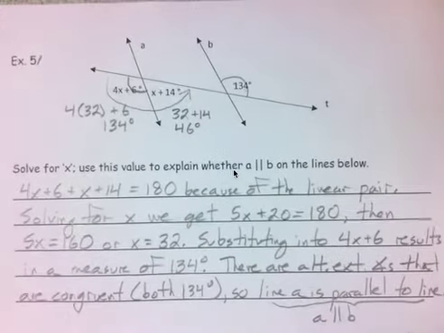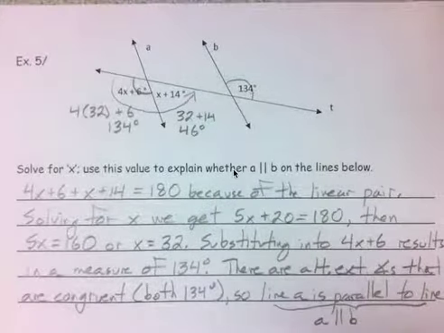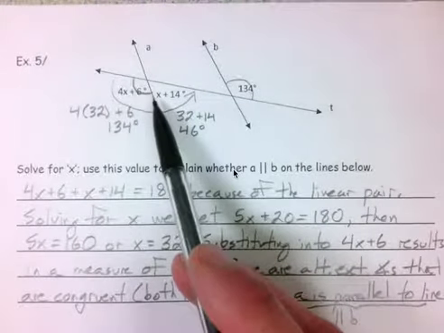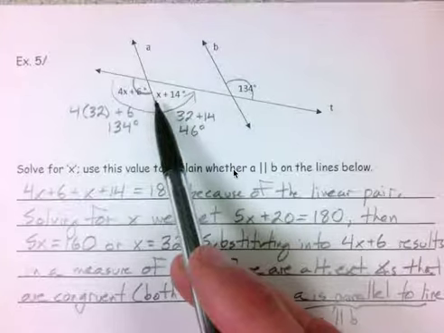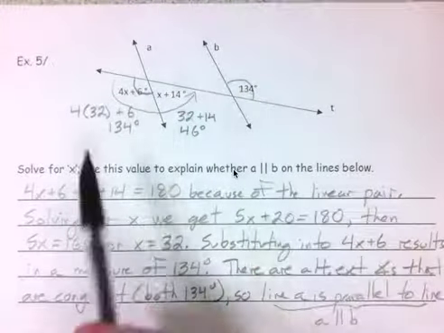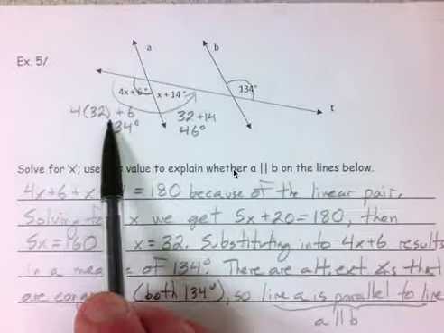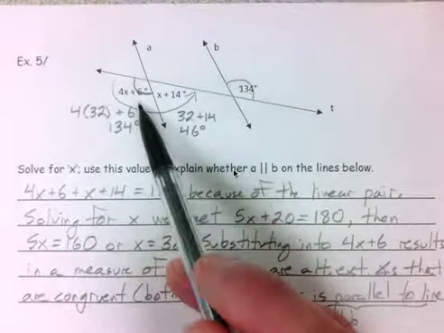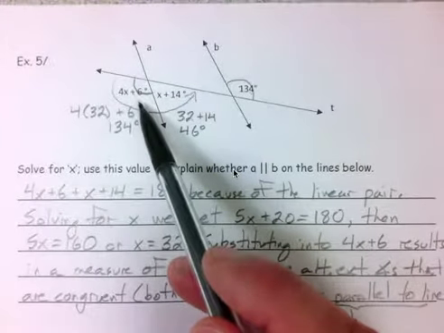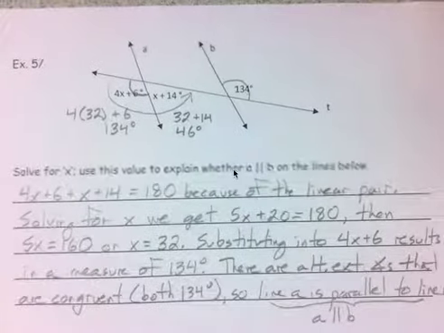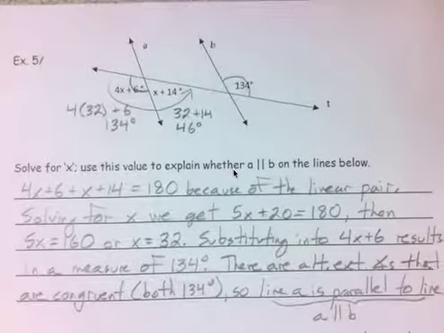So the bottom line behind a question like this: you want to start by using either a linear pair or vertical angles to get a value for x that doesn't depend on the lines A and B. Then you can use that value for x to find an angle pair, like alternate interior, alternate exterior, corresponding, or same side interior angles, and use that relationship to make the conclusion about whether the lines are parallel or not.